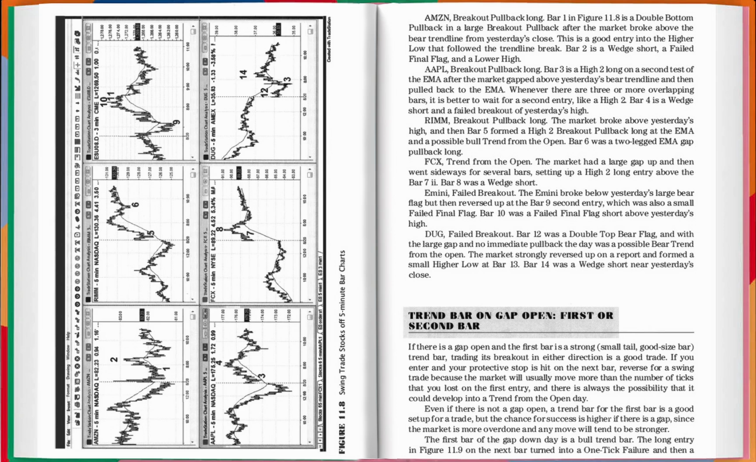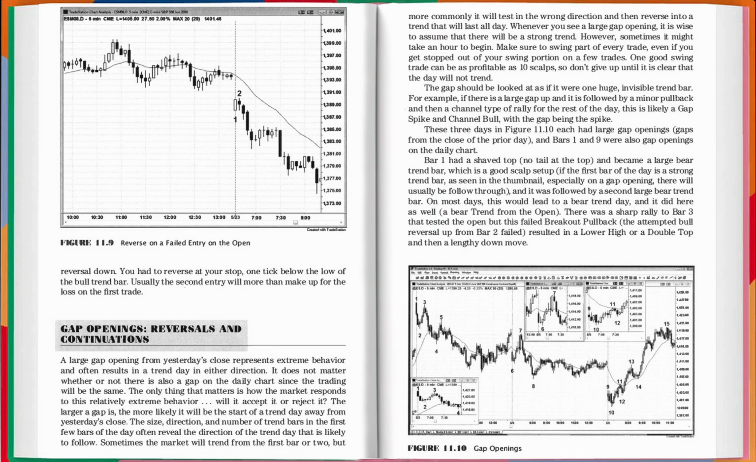Even if there is not a gap open, a trend bar for the first bar is a good setup for a trade, but the chance for success is higher if there is a gap, since the market is more overdone and any move will tend to be stronger. The first bar of the gap down day is a bull trend bar. The long entry in figure 11.9 on the next bar turned into a one-tick failure and then a reversal down. You had to reverse at your stop, one tick below the low of the bull trend bar. Usually, the second entry will more than make up for the loss on the first trade.